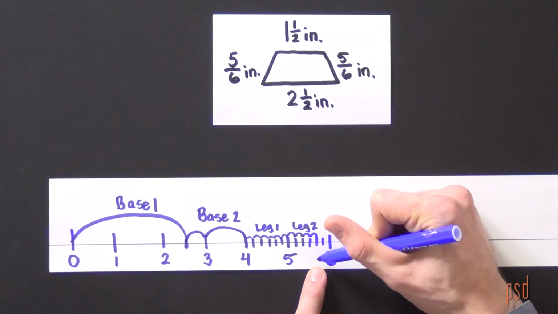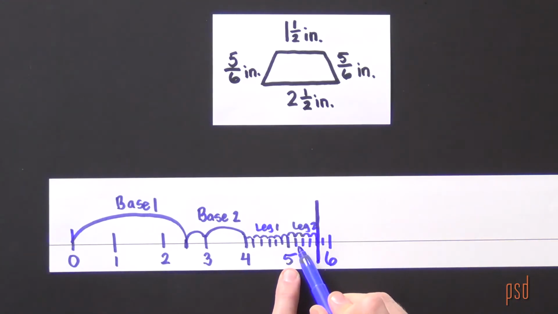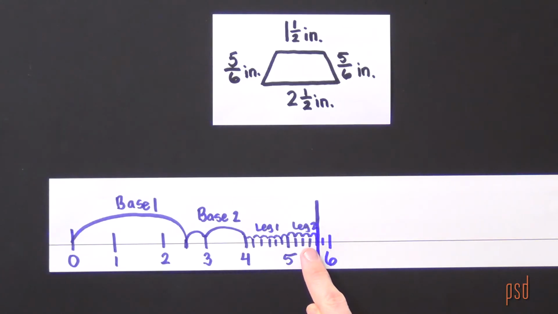Here I can see that my total perimeter length is 5 inches and 1/6, 2/6, 3/6, 4/6 inches. So I know that Jacob's trapezoid has a perimeter of 5 and 4/6 inches.